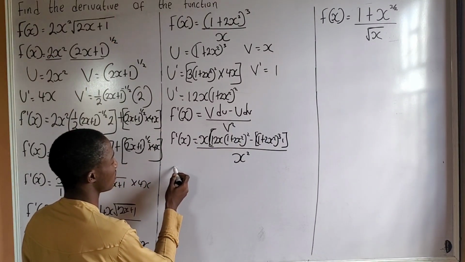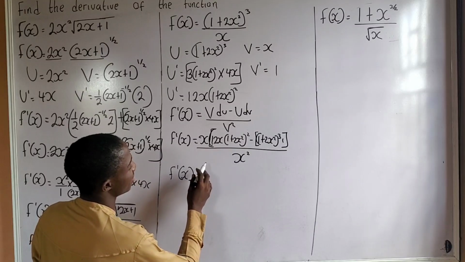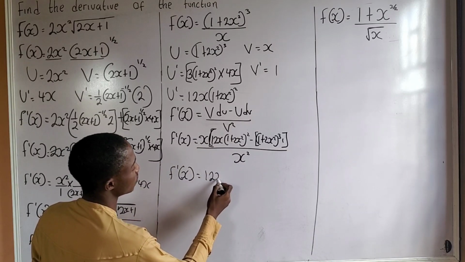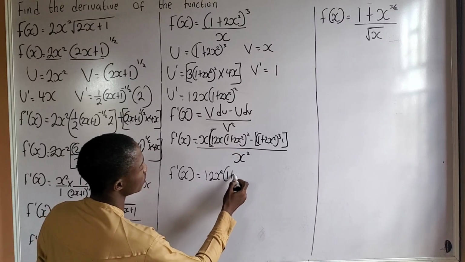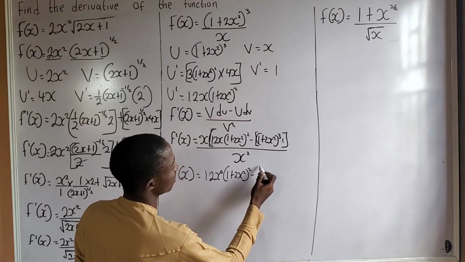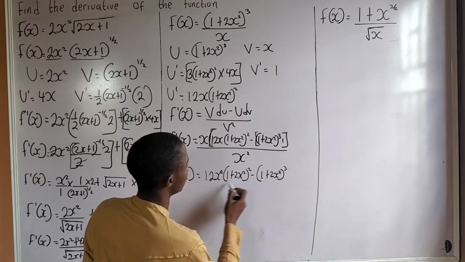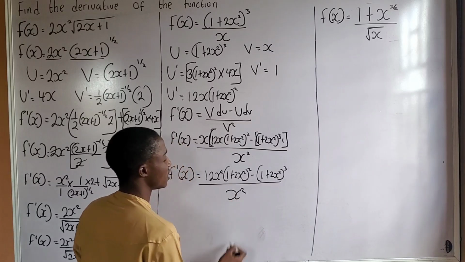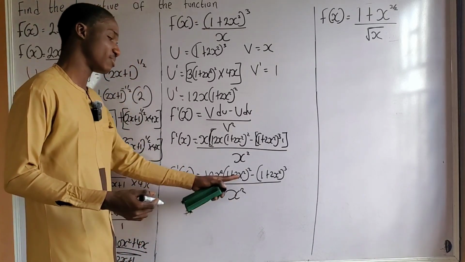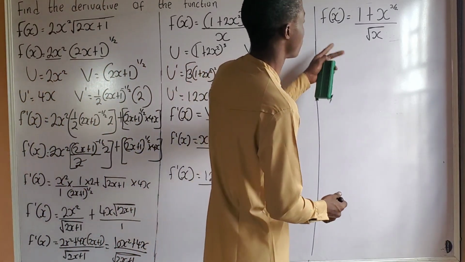So for this, the derivative of f of x will be equal to x times 12x, that is 12x squared, multiplied by 1 plus 2x squared raised to the power of 2, minus 1 plus 2x squared raised to the power of 3, all over x squared. What you have to do next is expand the bracket and then simplify. Now let's look at the third worked example.